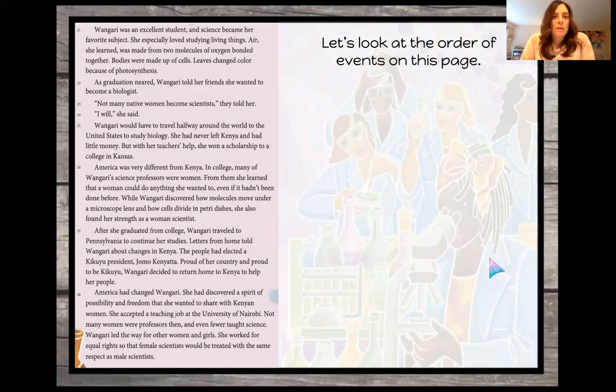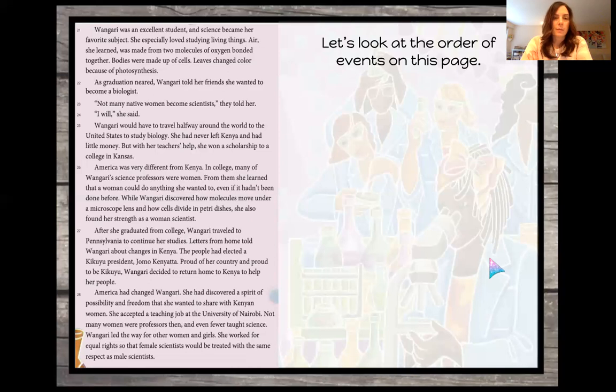Wangari was an excellent student and science became her favorite subject. She especially loved studying living organisms. She learned they were made from 2 molecules of oxygen bonded together. Bodies were made up of cells. Leaves changed color because of photosynthesis. As graduation neared, Wangari told her friends she wanted to become a biologist. Not many Native women become scientists, they told her. "I will," she said. Wangari would have to travel halfway around the world to the United States to study biology. She had never left Kenya and had little money.